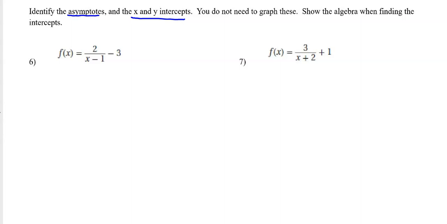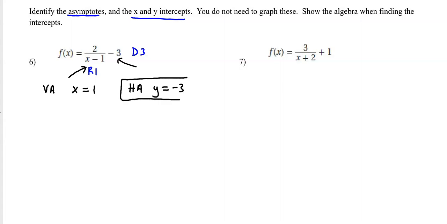So let's first look at the asymptotes. Remember, this thing is shifted right 1 and then down 3. That's going to give me my two asymptotes. The bottom gives me the vertical asymptote at x equals 1, and a horizontal asymptote down 3, so that's at y equals -3. So there's 2 of the 4 pieces.